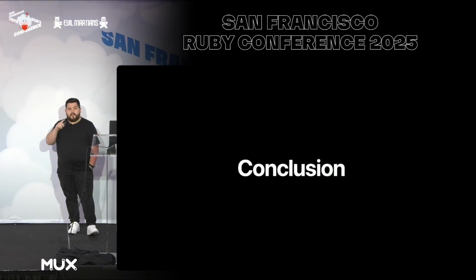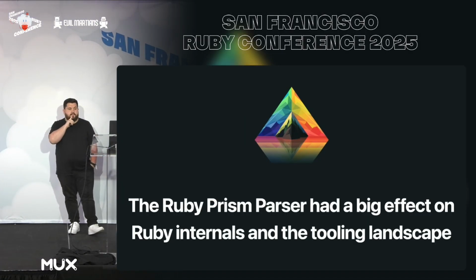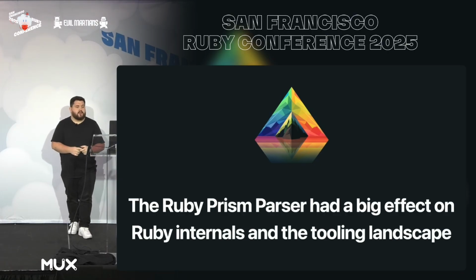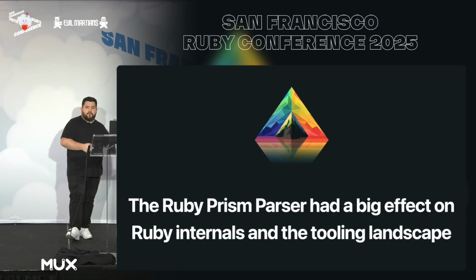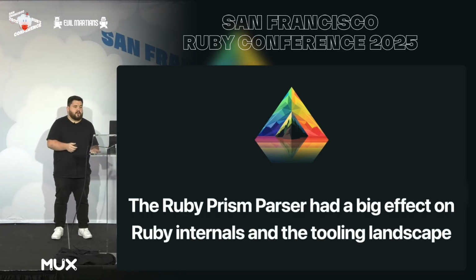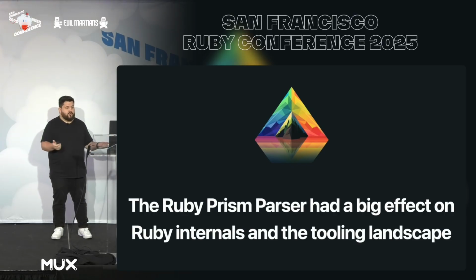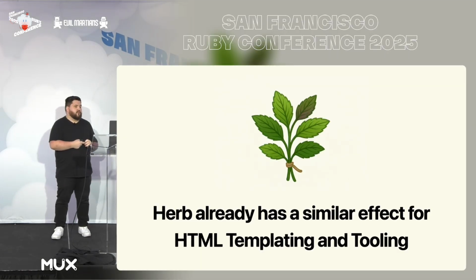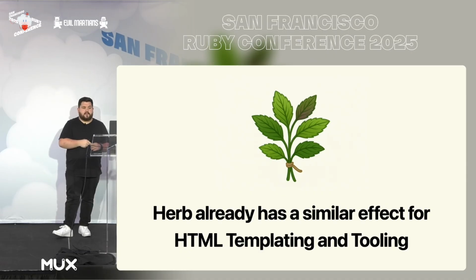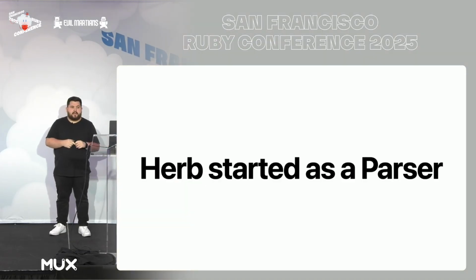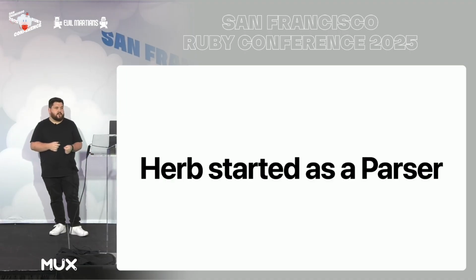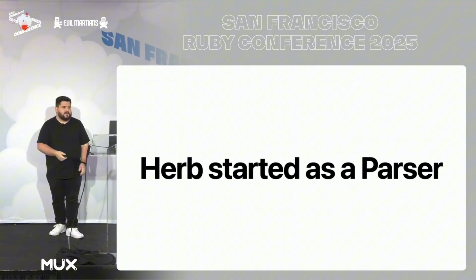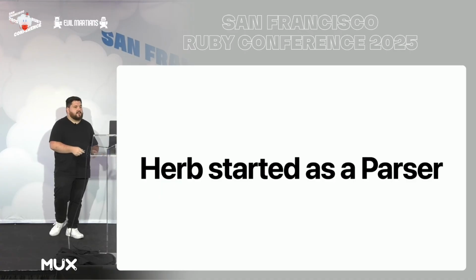But yeah, to conclude, the Prism Ruby parser has had a big effect on the ecosystem at large, and also the tooling, because Ruby LSP is using it now, and Ruby internals itself are using it now to compile the Ruby code you're running. And I think the same can be true for how Herb works and how templates are rendered and compiled. The Herb project started as a parser initially. I didn't plan for it to be this whole set of tools. It just naturally came out of it.